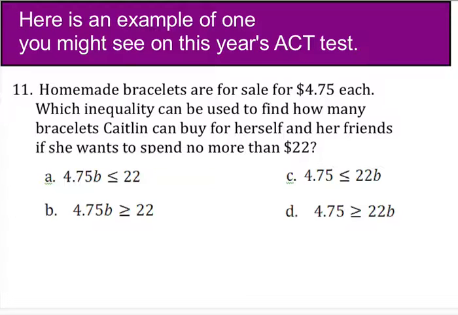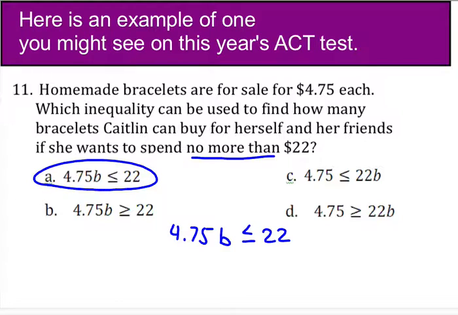Okay? What we got here? Well, I'm going to say B is the number of bracelets they're selling. So 4.75 times B is going to be how much money they make. Now, she can spend no more than $22. No more than. So can I spend 23? No. Can I spend 21? Yes. So this is an example of less than or equal to 22. And I believe you should have A. Good job.